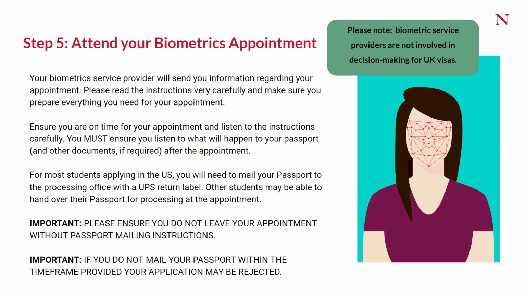Your biometric service provider will send you information regarding your appointment. Please read the instructions very carefully and make sure you prepare everything you need for your appointment. Ensure that you're on time for your appointment and listen to the instructions carefully. You must ensure you listen to what will happen to your passport and other documents if required after the appointment. For most students applying in the US, you will need to mail your passport to the processing office with a UPS return label. Other students may be able to hand over their passport for processing at the appointment.